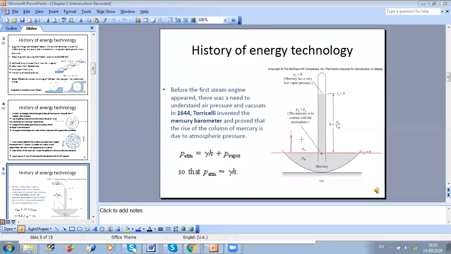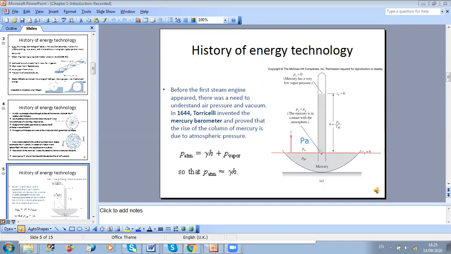We know that here it is subjected to atmospheric pressure. Now we can say, because the pressure at this level is the same, that the pressure here is equal to the pressure of this point. Now, how do we calculate the pressure of this point?